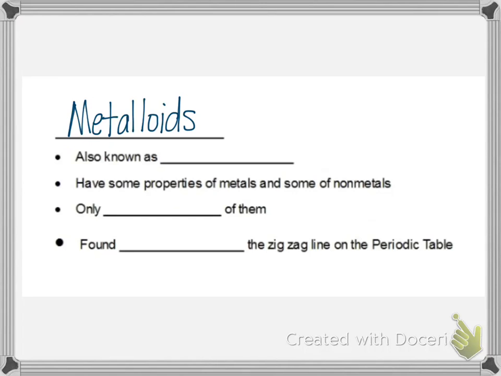Next we're going to talk about something called metalloids. Metalloids are kind of in the middle. Metals and nonmetals are from one extreme to the next. Metalloids are somewhere in the middle, and I'll describe what that means. They're also known as semiconductors. They have some properties of metals, and they also have some other properties of nonmetals. There's only 6 to 8 of them.